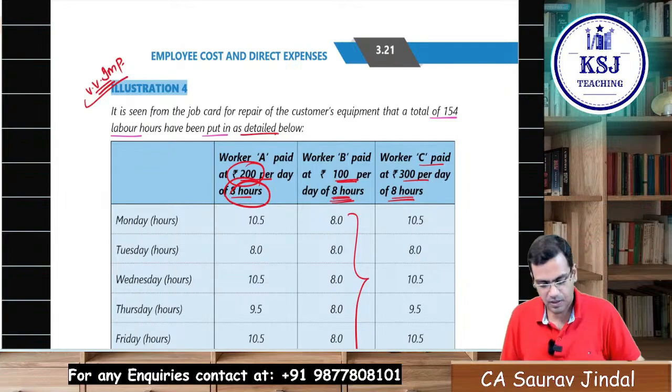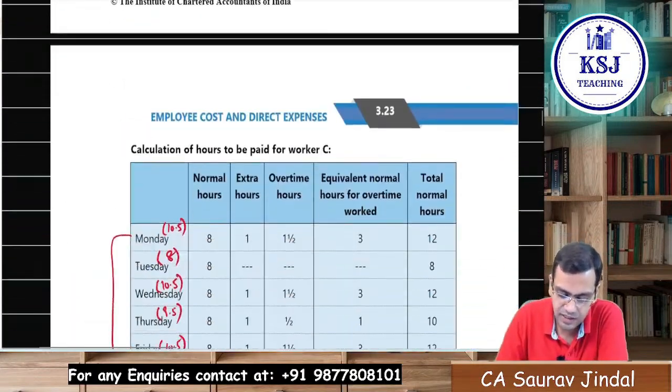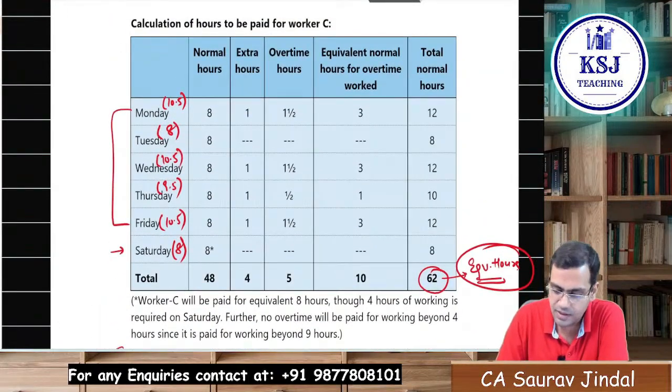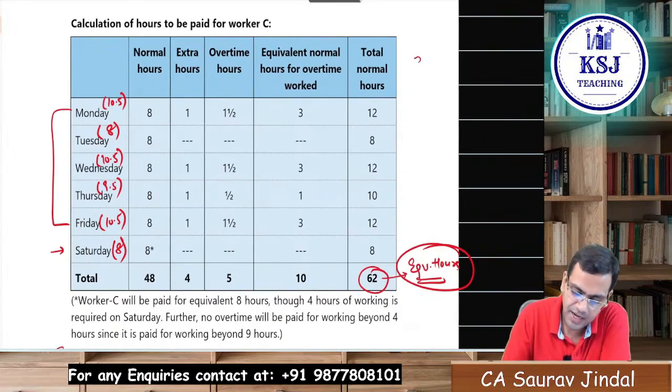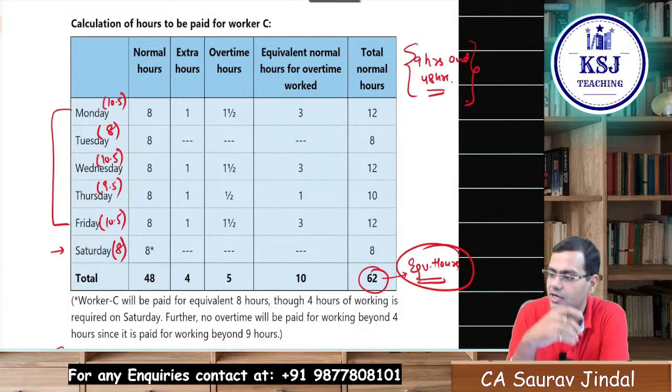Clear? Now coming to the condition. If the condition says, let's talk about the worker C only. If the condition says 9 hours and 48 hours, that means both the conditions need to be satisfied.